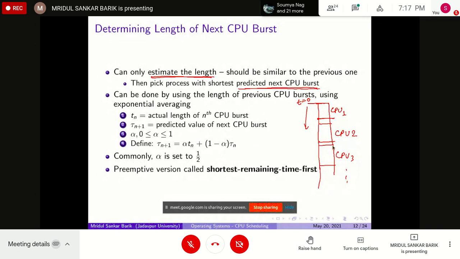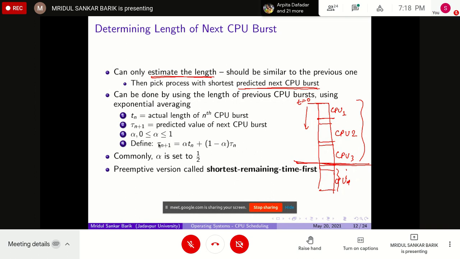Okay, so what we try to do is predict what would be the next CPU burst. Assume that the process has executed up to CPU burst 3. Based on this execution history, before execution, we'll try to predict the length of the next CPU burst, or the length of CPU burst 4. Assume that we have already executed up to this point, and based on this execution history, we'll try to predict the length of the fourth CPU burst.